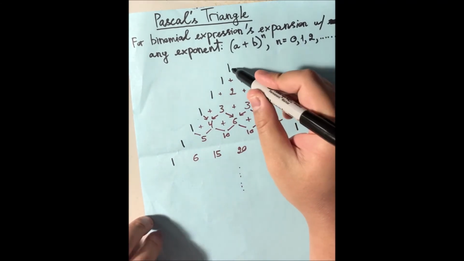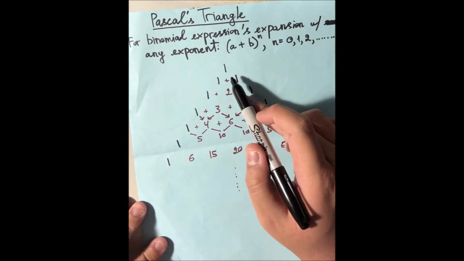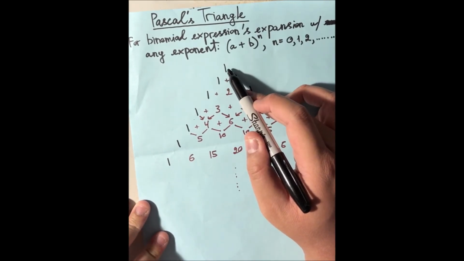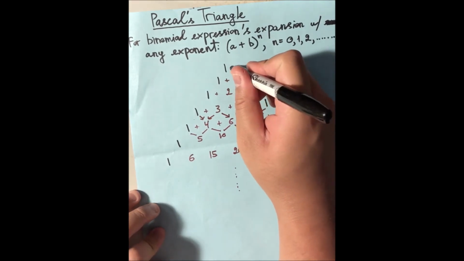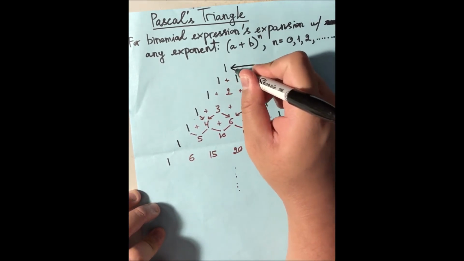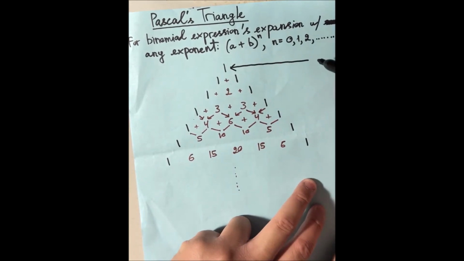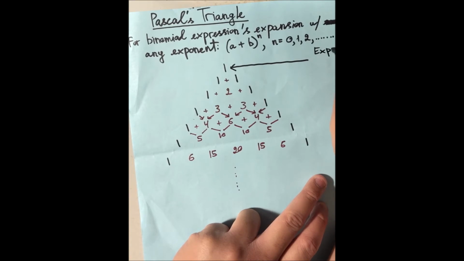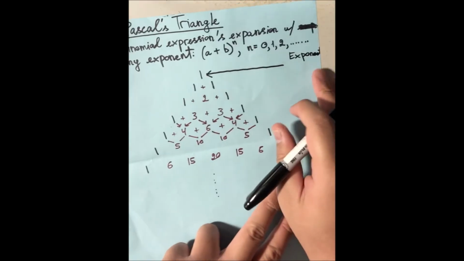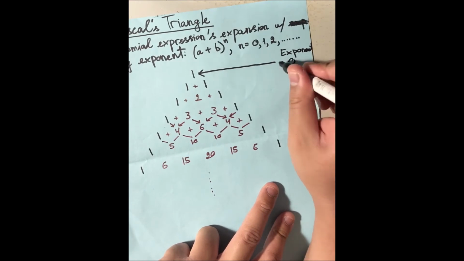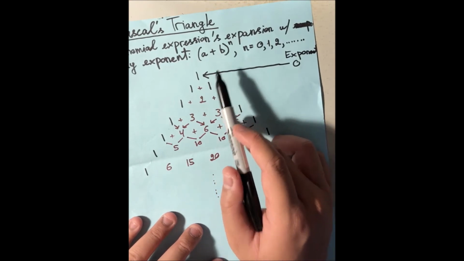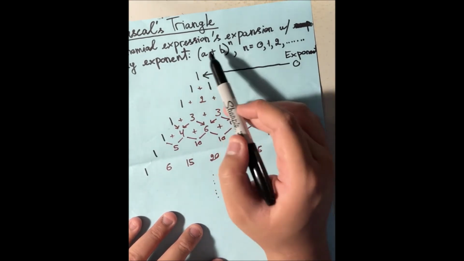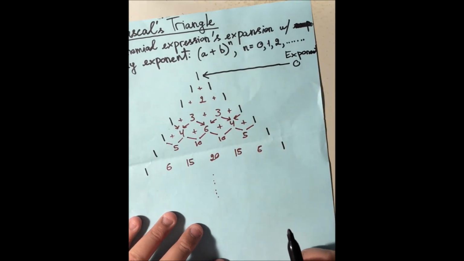In the first row right here, we have the number 1. The first row has all of the coefficients of the binomial expansion with the exponent of 0. So if you're given a binomial expression with an exponent of 0, all of the coefficients in the expansion are going to be 1. And that is true because anything raised to the 0 power is going to be positive 1 no matter what.